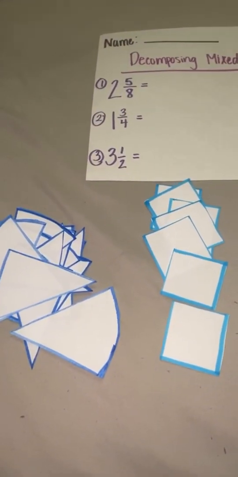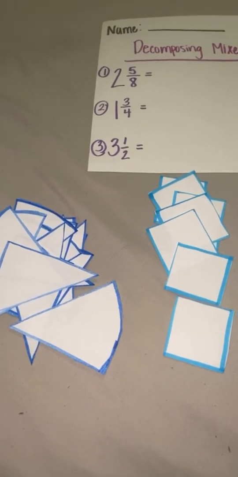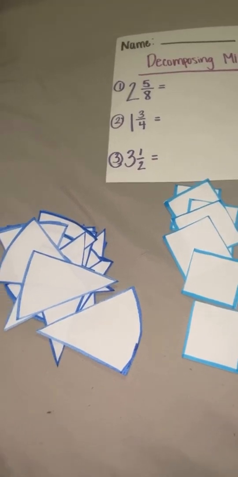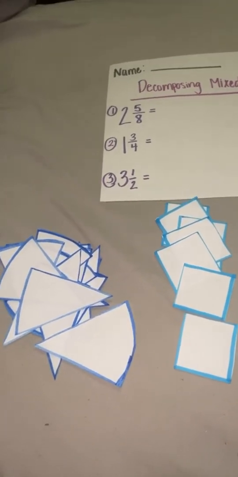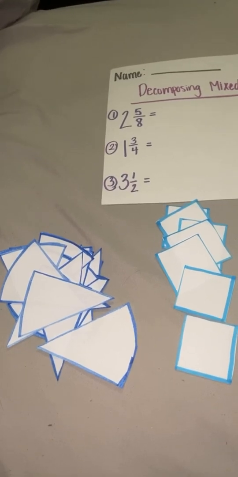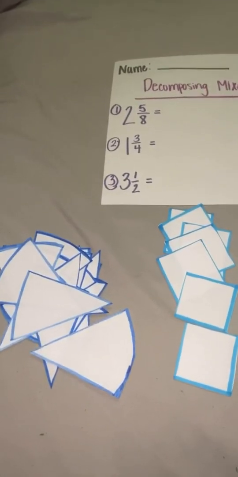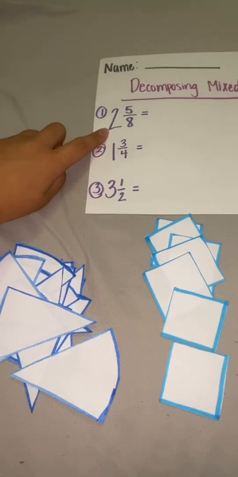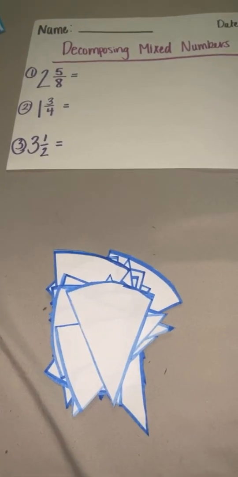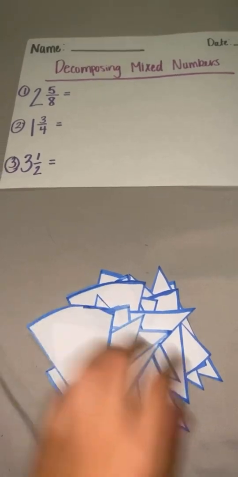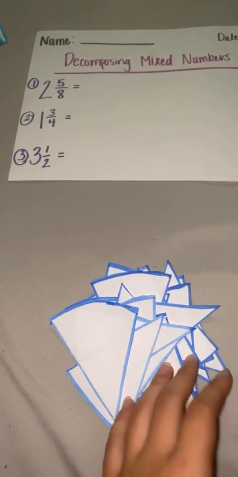So number 1, students are going to be decomposing the fraction 2 5/8 into the sum of smaller fractions. All of the sums have to be equal to each other. So students are going to recognize that they're going to need 1/8 pieces because of our fraction right here, 5/8. And because our whole number is 2, they're going to need 2 wholes of 1/8 pieces. After students have played around with the different pieces, they're going to recognize that they're going to need our blue triangle pieces in order to create the mixed number 2 5/8.